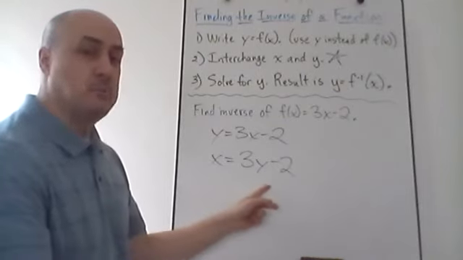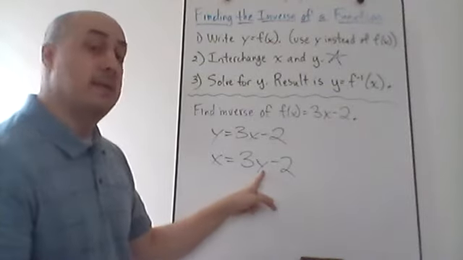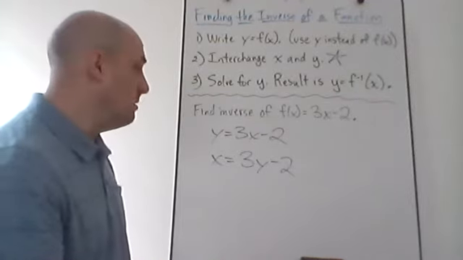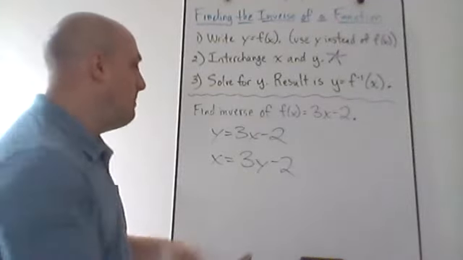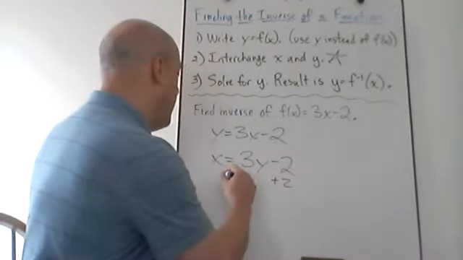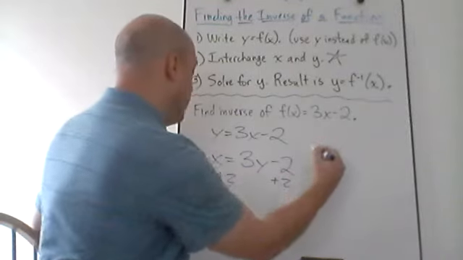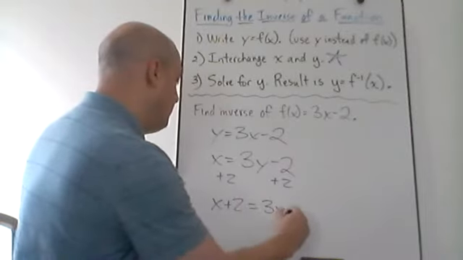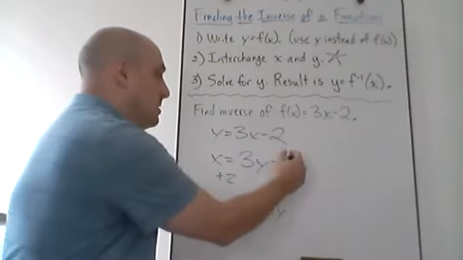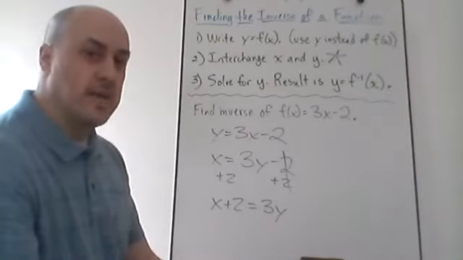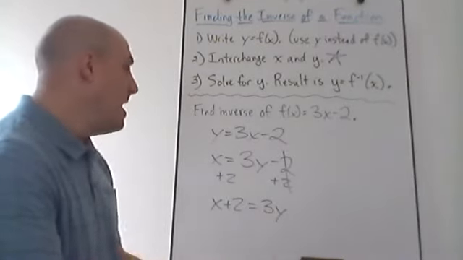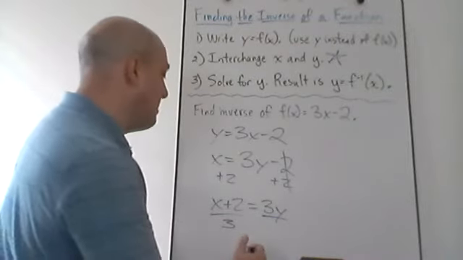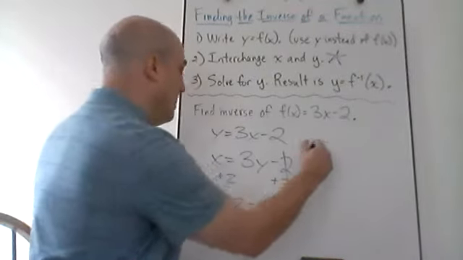Now the last step: solve for y. I have to do the algebra to get this y by itself, to isolate that y. It's just like solving a regular equation. Since I have 3y minus 2, the first thing I have to do is add 2 to both sides, which gives me x plus 2 equals 3y. The plus 2 and the minus 2 cancel each other out, so I get x plus 2 equals 3y. Then, since I have 3 times y, I need to divide both sides by 3.